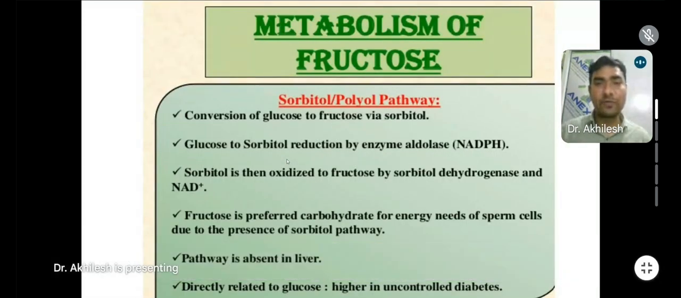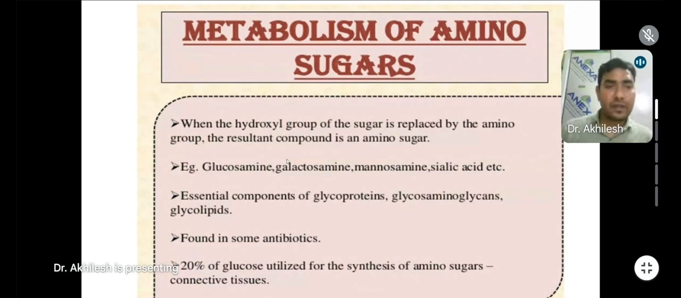So this is how fructose metabolism can be taken care of. Similarly, we also have some amino sugars, galactosamines, mannosamines, and sialic acid. They also participate in carbohydrate metabolism, where the glucose or carbohydrate molecule joins with amines. They have varied functions like glycoproteins, signaling, and other molecules. So we call these amino sugars.